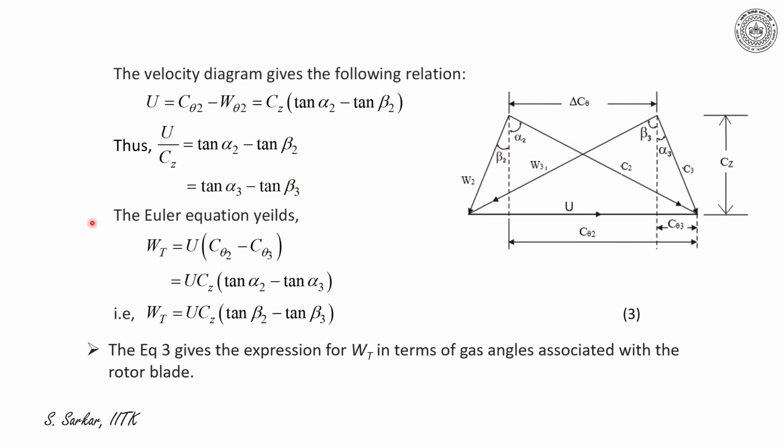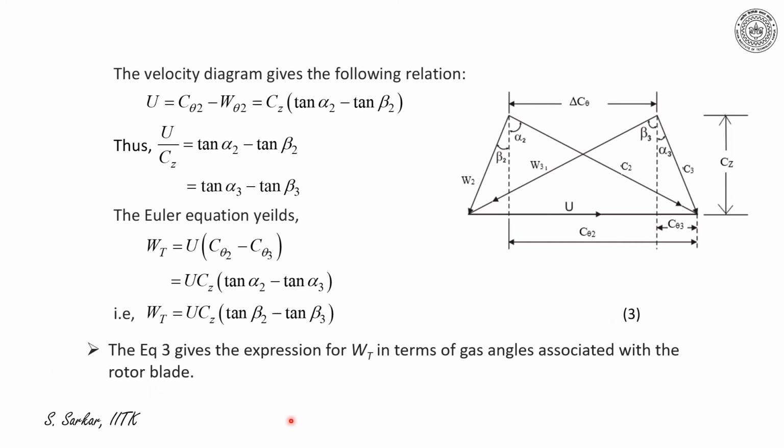Now, the Euler equation yields Wt is equal to U into (C theta 2 minus C theta 3). Thus, Wt would be equal to U into Cz into (tan alpha 2 minus tan alpha 3). This relation I will get by putting the expression of C theta 2 and C theta 3. Now, if I use this relation as I stated here, U by Cz in terms of alpha and beta, I can write Wt is equal to U into Cz into (tan beta 2 minus tan beta 3). This is equation number 3.